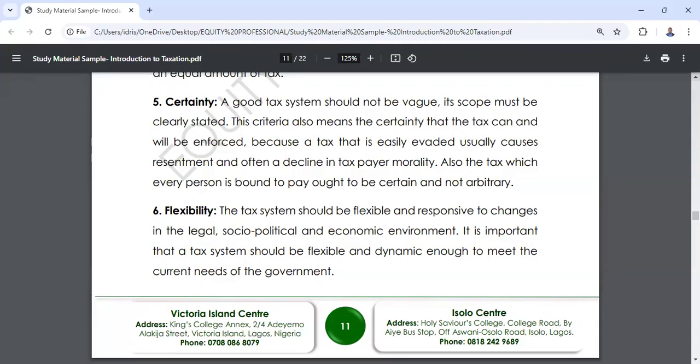Flexibility. Tax should not be rigid. It should not be static. It should change based on circumstances in the country. Sometimes government will increase the tax rate because there is too much money in circulation. Sometimes government should reduce the tax rate because there is not much money in circulation. That is what this principle is saying. So we have principles of flexibility.